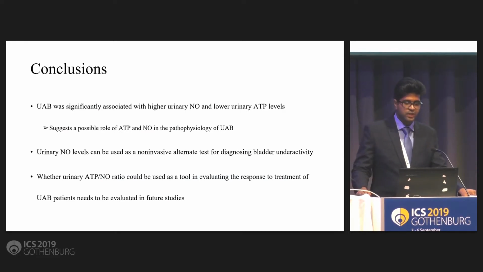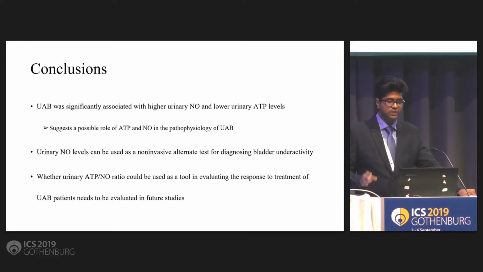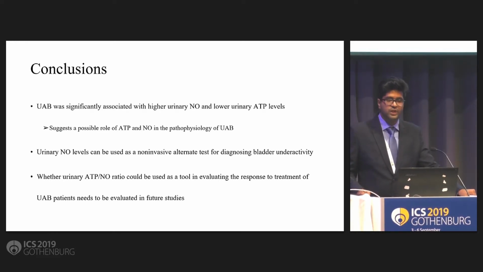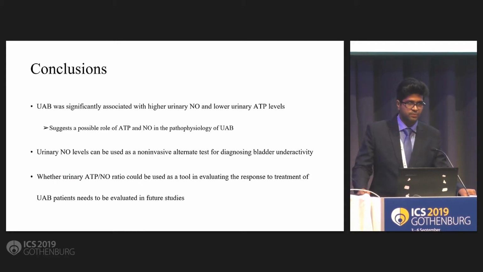So, conclusion: underactive bladder was significantly associated with higher urinary nitric oxide level and lower urinary ATP levels, and it suggests a possible role of ATP and nitric oxide in the pathophysiology of underactive bladder, and urinary nitric oxide levels can be used as a non-invasive alternate test for diagnosing bladder underactivity. Whether urinary ATP and nitric oxide can be used in the treatment follow-up should be ascertained with further studies. Thank you.